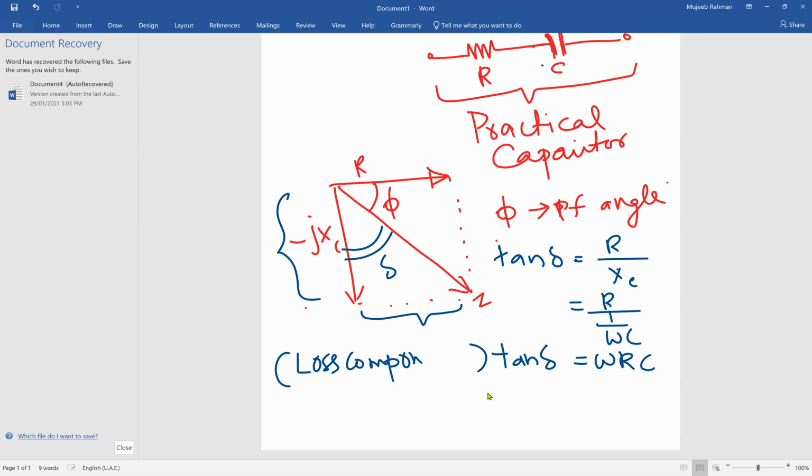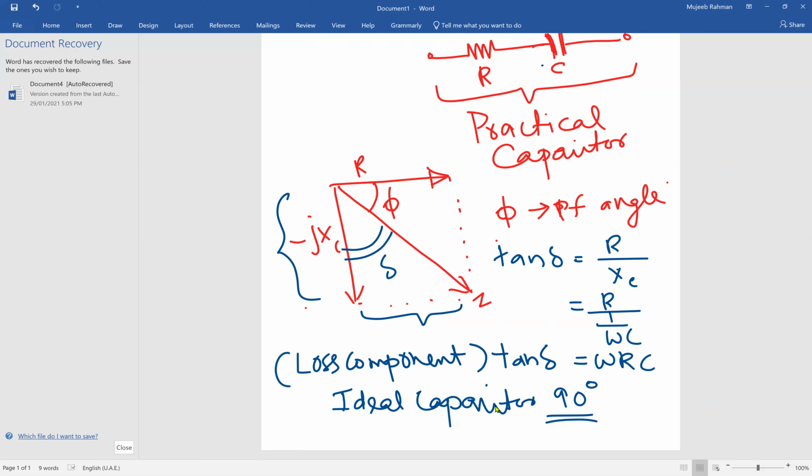As we have mentioned earlier, for an ideal capacitor or a pure capacitor, the phase shift between the resistance and the reactive component has to be 90 degrees. Because of the loss component, we will have some difference in this value. I would say that delta indicates the amount which we lost because of the resistive component.